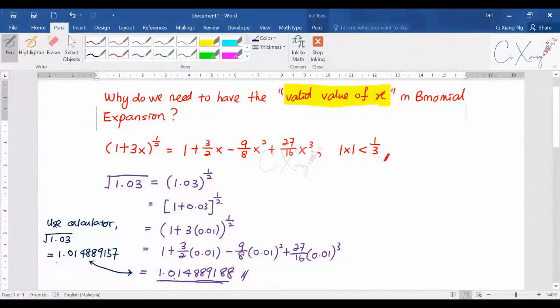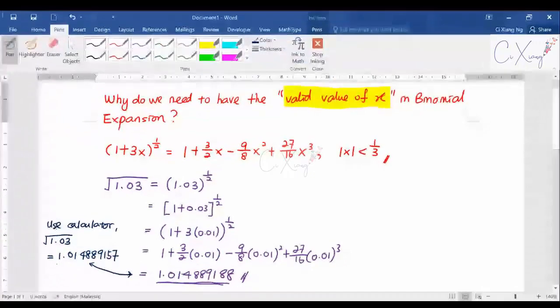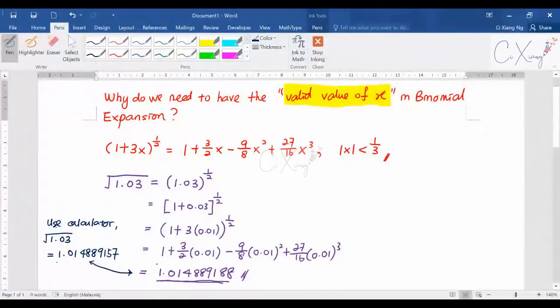If you want to make it more accurate, how can you increase the accuracy? You just expand more terms. Maybe you can expand to x power 4 or x power 5 and so on. Then you might get the same answer as the original value. The calculator value is the original value. So if you use binomial expansion to estimate it and compare, you can see that they can be very close to each other.